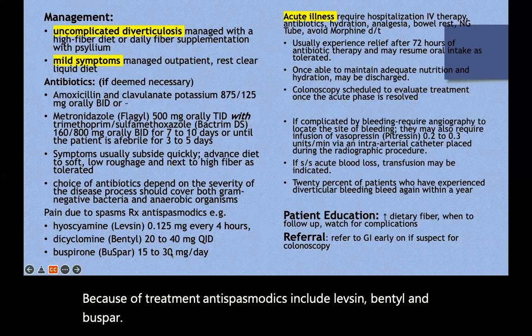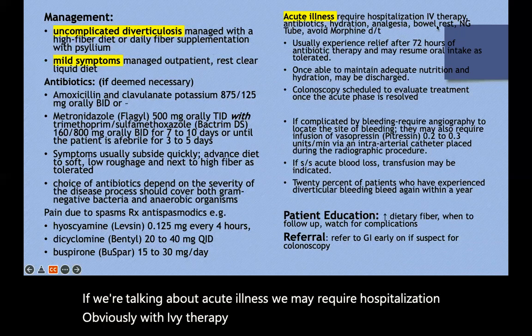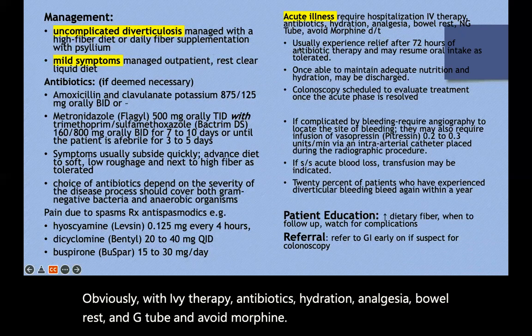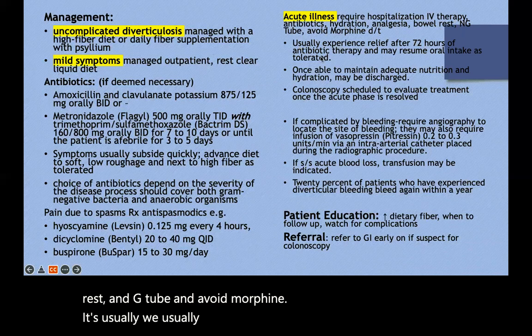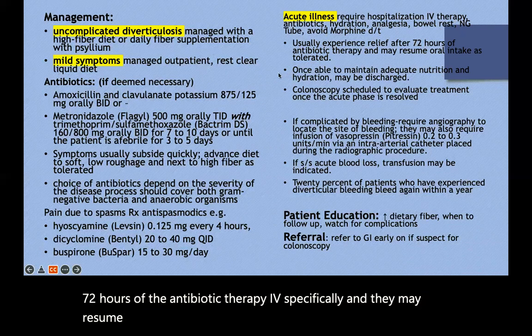All right. If we're talking about acute illness, we may require hospitalization, obviously, with IV therapy, antibiotics, hydration, analgesia, bowel rest, NG tube, and avoid morphine. These patients usually experience relief after 72 hours of antibiotic therapy, IV specifically, and they may resume oral intake as tolerated. Once they're able to maintain adequate nutrition and hydration, they can go home.